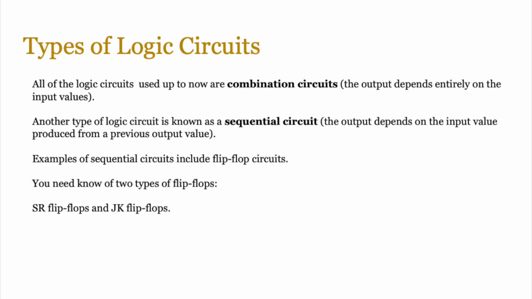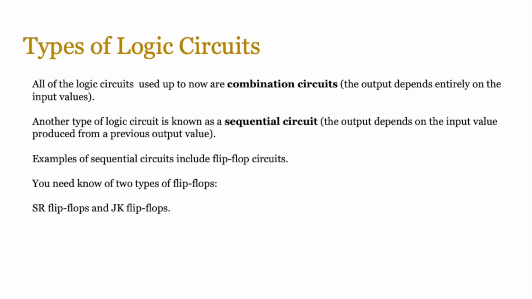Okay, we're going to now move on to the types of logic circuits. So far, all of the logic circuits that you probably have encountered are combination circuits. That basically means that the output depends entirely on the input values. So A and B give you X. And now we're going to move on to a second type of logic circuit, which is known as a sequential circuit, where the output depends on the input value produced from a previous output value.